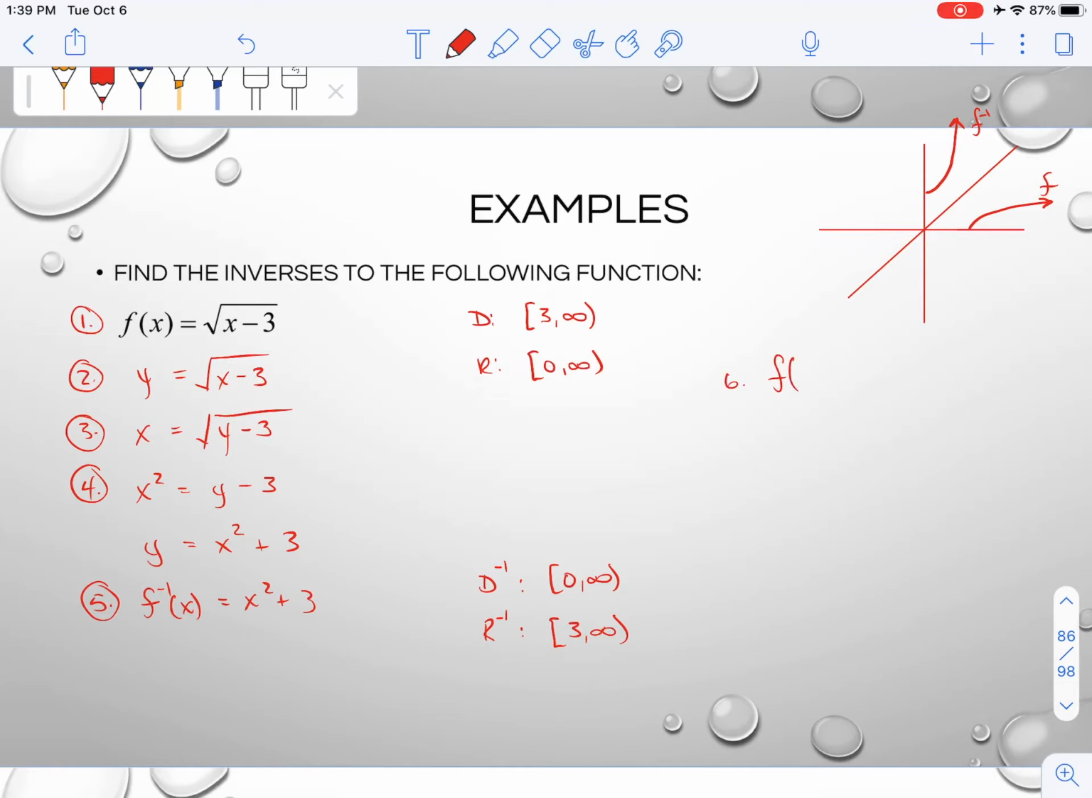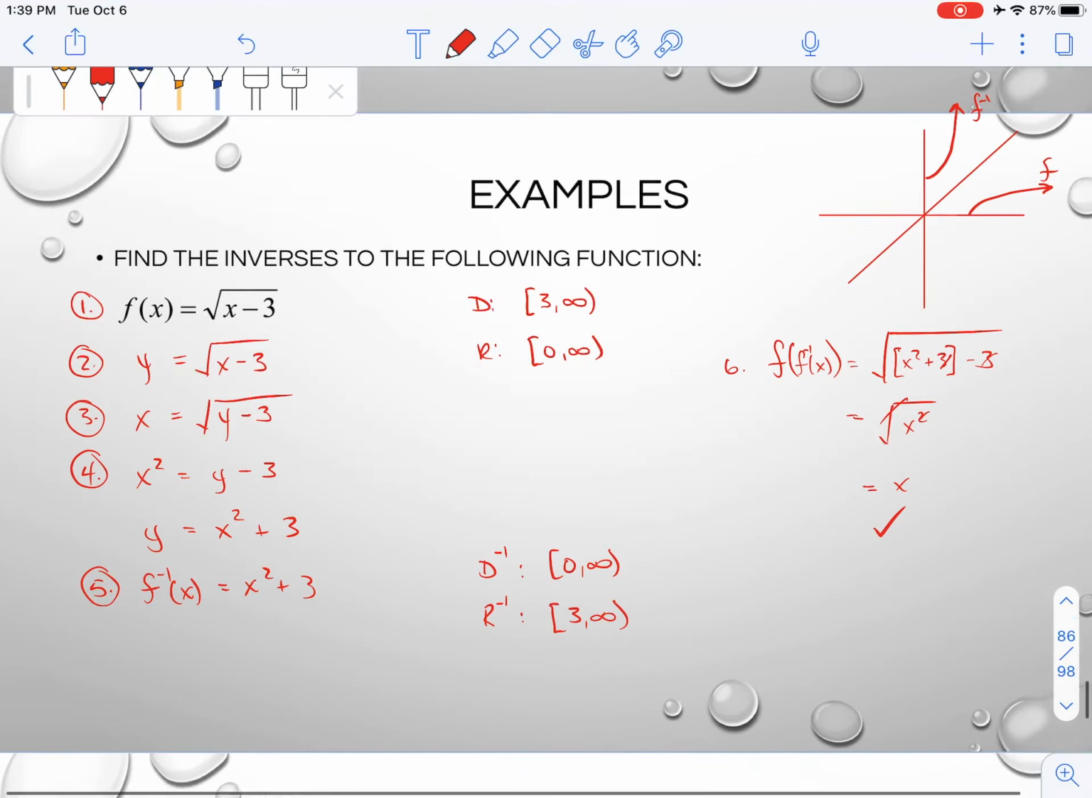Step 6, if I do f of f inverse, right here I'm going to have square root of, we're going to have the quantity x squared plus 3 minus 3, right? The plus 3 minus 3 cancel, so I have square root of x squared. Square root and square cancel, I'm left with x. They are in fact inverses, they check out.